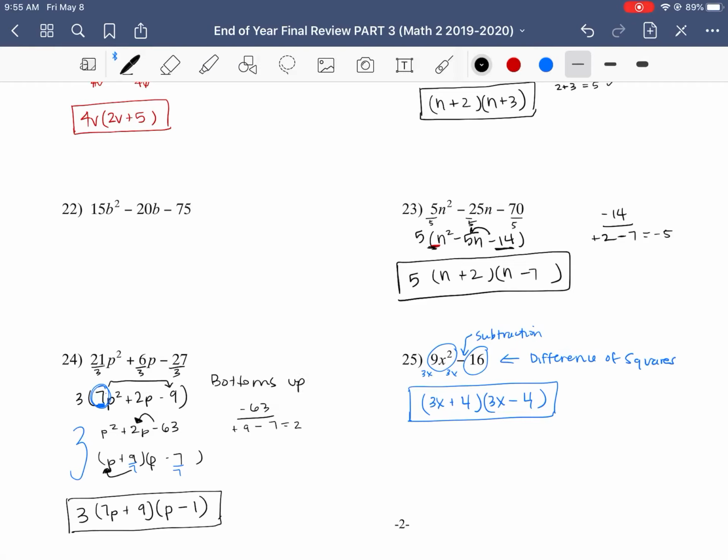All right, if you were most comfortable with the bottoms up method, then you're good to go. Give this last one a shot. If you like the factor by grouping, I'm going to look at number 22 using factor by grouping.